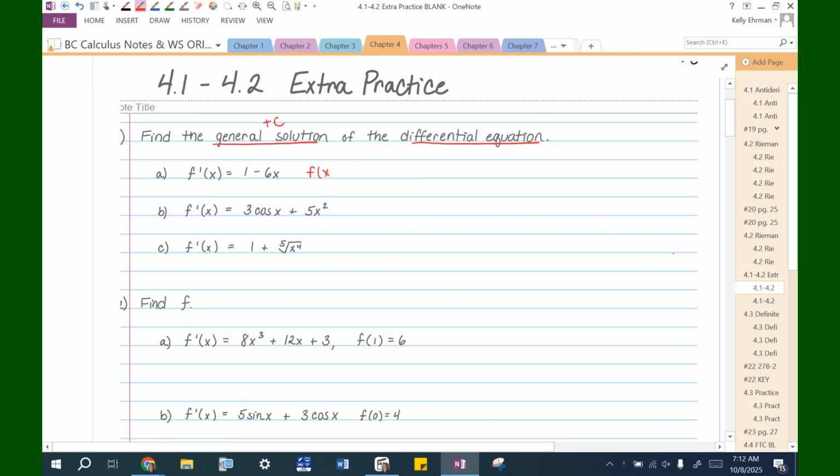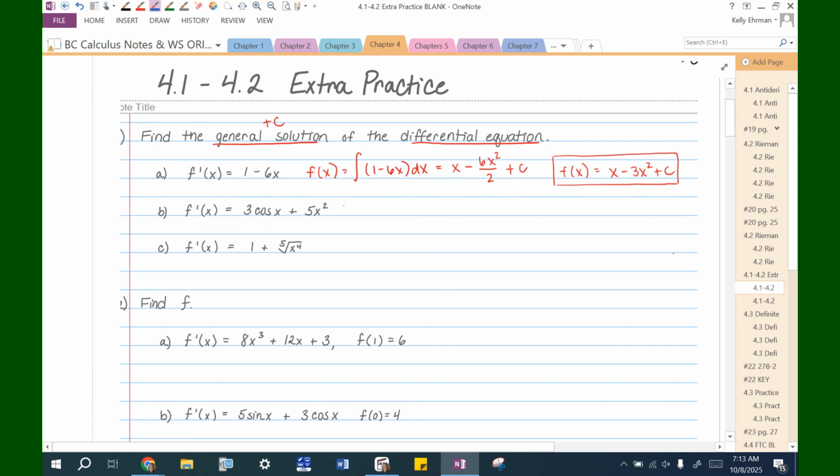So I'm going to start off by saying f of x should equal whatever the integral of 1 minus 6x dx is. So using the integration rules that we learned, integral of 1 is x, integral of minus 6x is minus 6x squared over 2, and then we add c, and we can simplify this a little bit. So f of x is equal to x minus 3x squared plus c. Simplification is not required, but we're usually doing something else with f of x, so it's good to simplify.